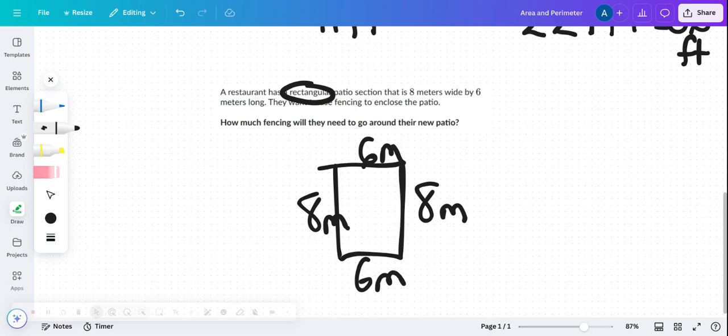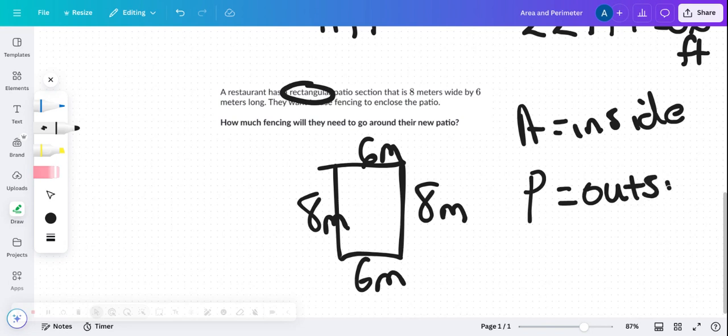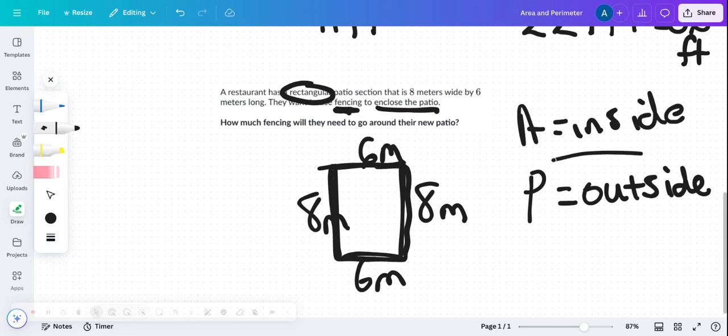Okay, I'm going to go ahead and label. And then I'm going to start focusing on keywords to help me. Is this area or is this perimeter? Area is about the inside. Perimeter is going to be about the outside. So they want to put fencing to enclose the patio. Well, I know fencing goes on the outside of whatever shape we're working with. So since it's going to be outside, this is going to be another perimeter question.